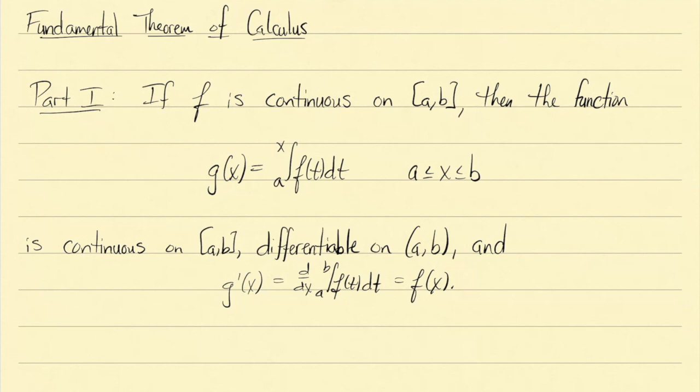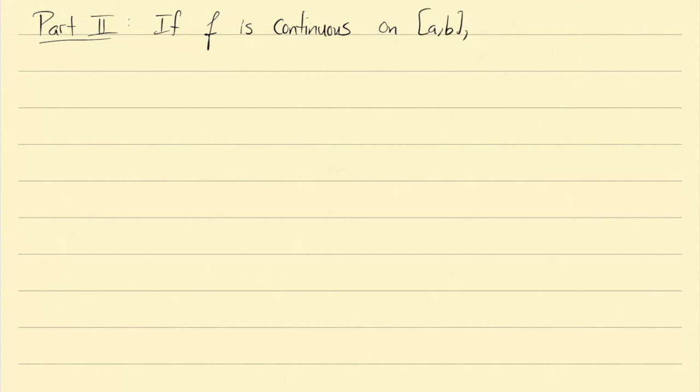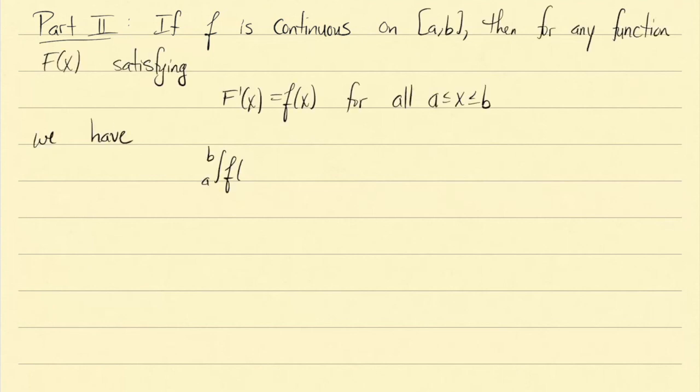Part 2 is really a corollary to part 1. So part 2 tells us how to evaluate definite integrals using part 1. So if we have a function f that is continuous on the closed interval, it satisfies the hypotheses of part 1 of the fundamental theorem.